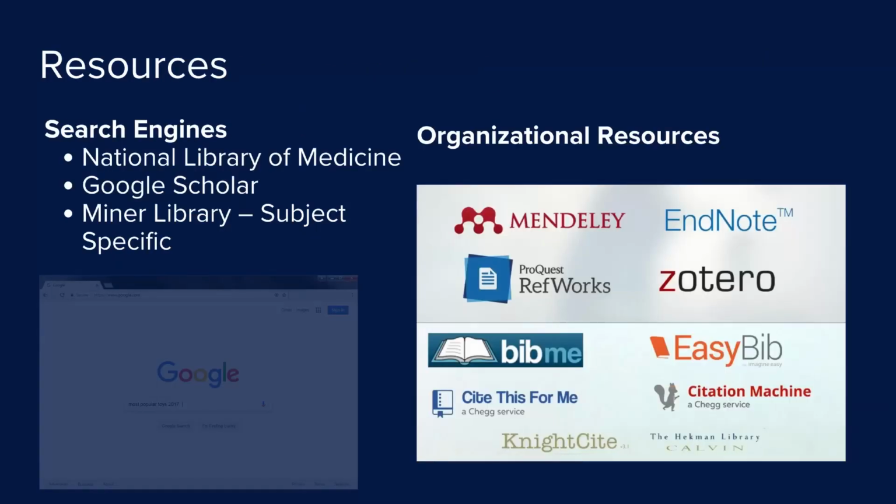A little bit more on resources that you can use. Of course, many of us use PubMed, which is from the National Library of Medicine, Google Scholar. If you're at the University of Rochester, I would promote our library, the Miner Library, because we have subject-specific librarians. So if you were at a different institution, go to your library, because I bet there are librarians there who are specific to your field and can really help you organize.